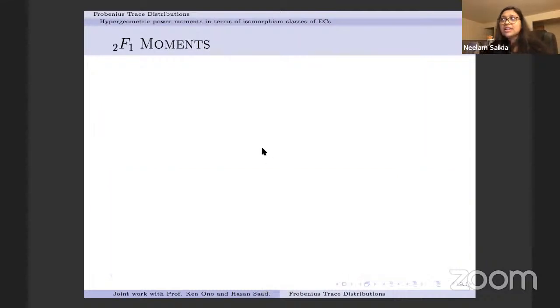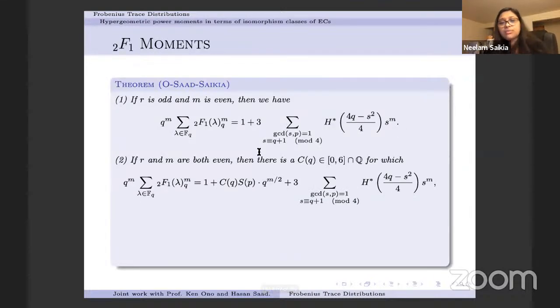While computing the 2F1 moments, we end up having several cases. In the first two cases, we explain the even moments, and these even moments depend on R. If R is odd, where the order of the finite field is p to the R, then the even moments are expressed as weighted sums of these class numbers.